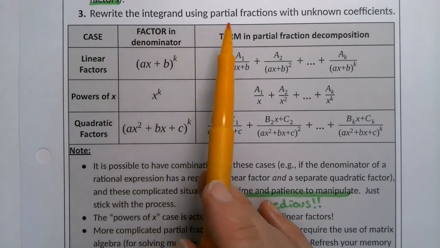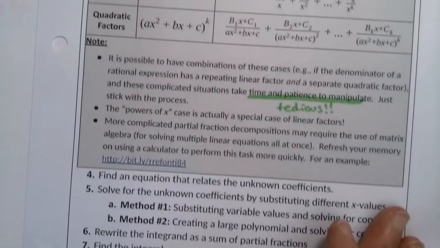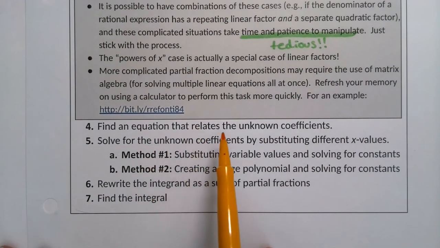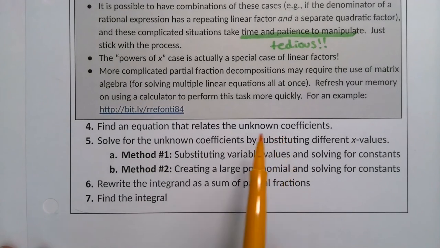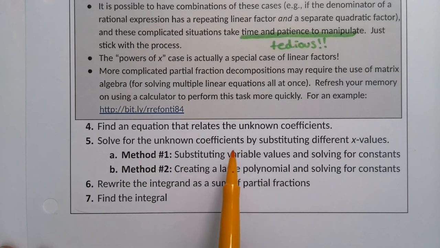So you're going to rewrite your integrand as partial fractions with unknown coefficients, and then you'll find an equation that relates the unknown coefficients. You'll solve for the unknown coefficients by substituting different values, and there are 2 separate methods: substituting variable values and solving for the constants, or creating a large polynomial and solving for constants. Then you'll rewrite the integrand as a sum of partial fractions and find the integral. All right, seems straightforward enough, right? Okay. Well, let's see it in practice, because the method doesn't really mean much unless we actually use it.